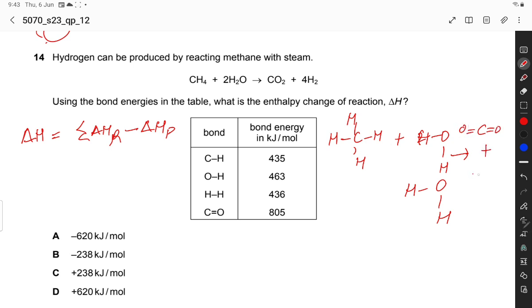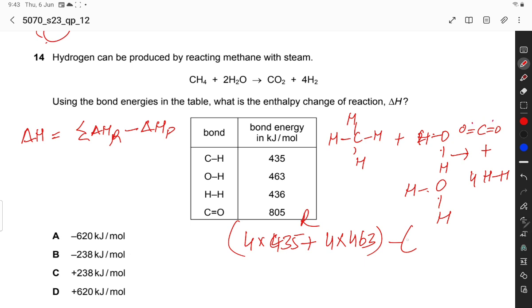Plus 4 times H bond. So the reactants are CH4, 4 into C-H 435, plus O-H 1, 2, 3 and 4, so 4 into 463, these are reactants, minus the products: 1 and 2, 2 into 805, plus 4 H bonds, 4 into 436.